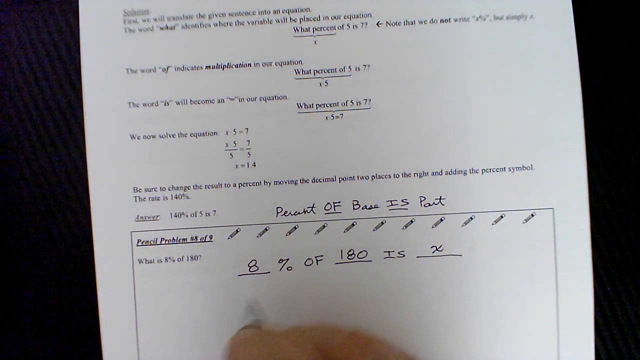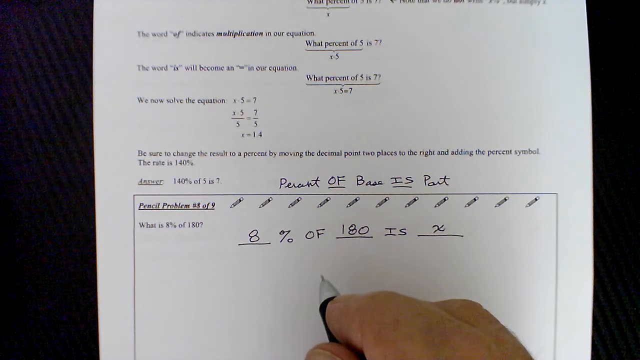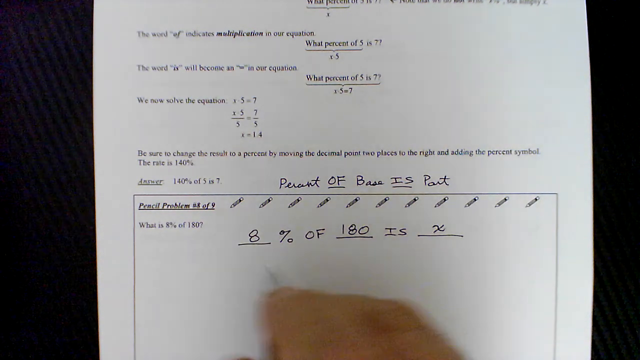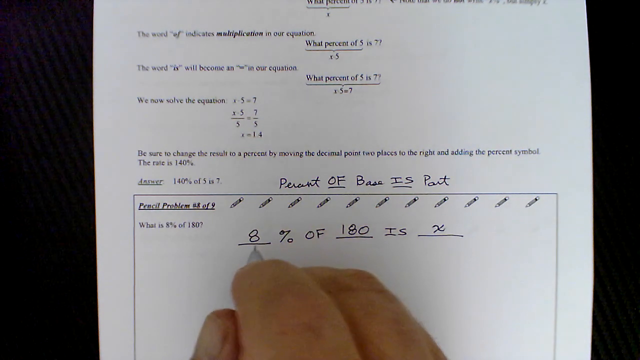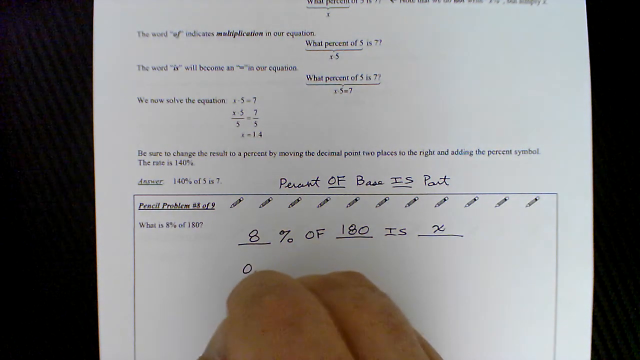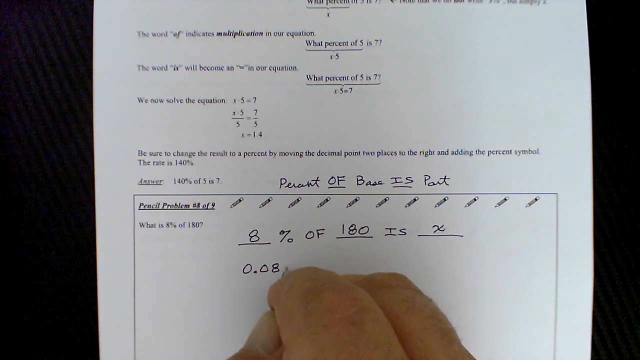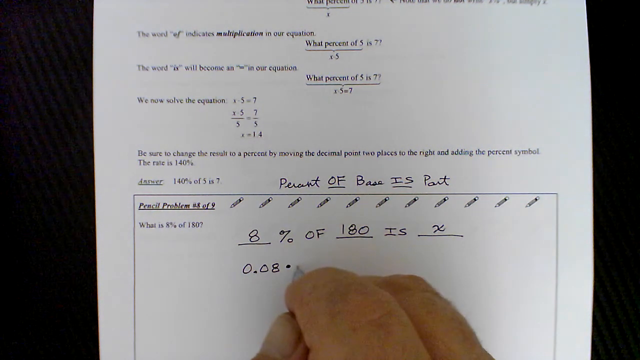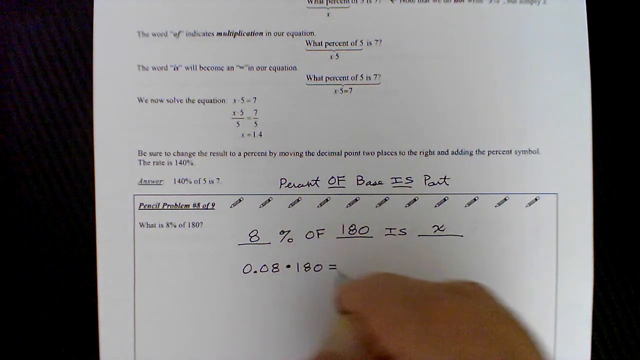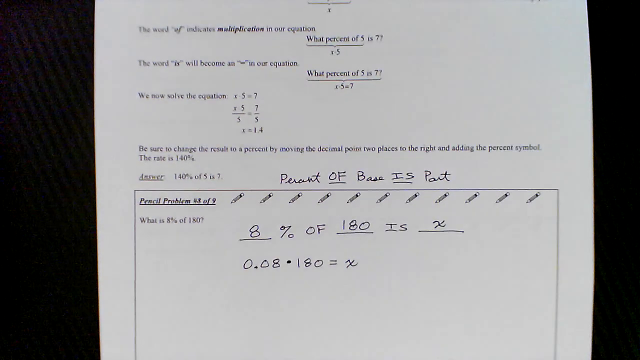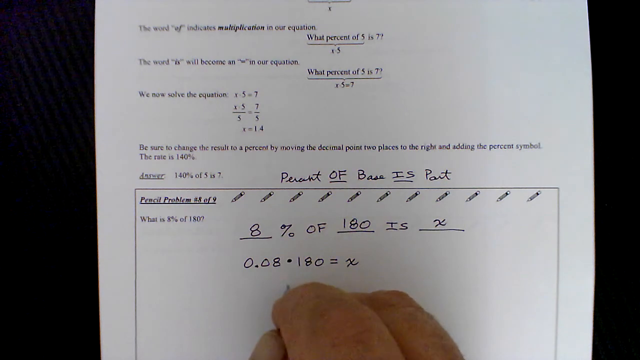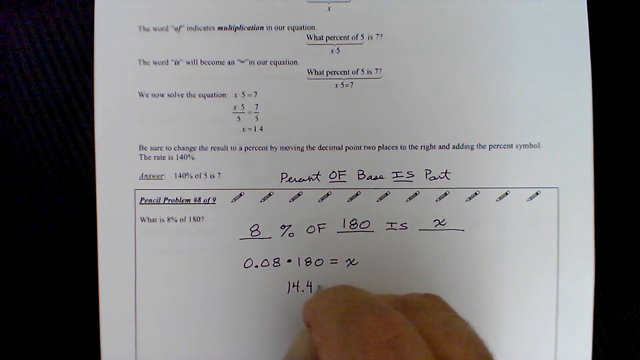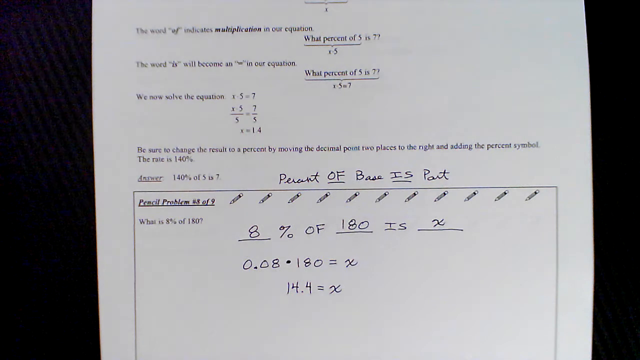And then the only thing you need to do is understand that when you're translating this to an equation, the percentage needs to be changed to a decimal. So remember, percent to decimal, 2 places to the left. 8% becomes 0.08. "Of" means multiplied by 180, and "is" means equals, and that's x. And then all we have to do is take 0.08 times 180. So 0.08 times 180 is 14.4. And that's going to be the part, or what we're calling x.